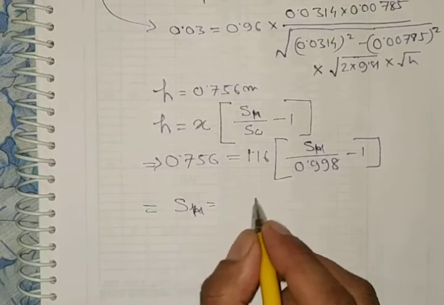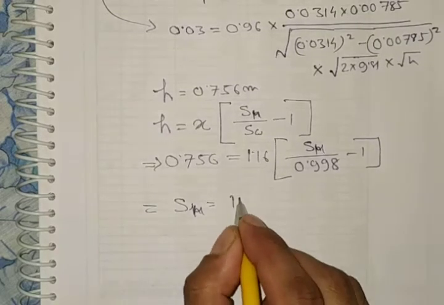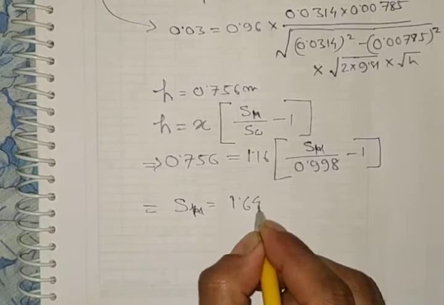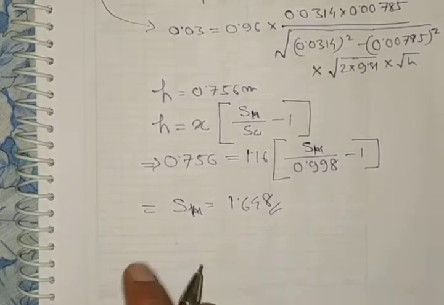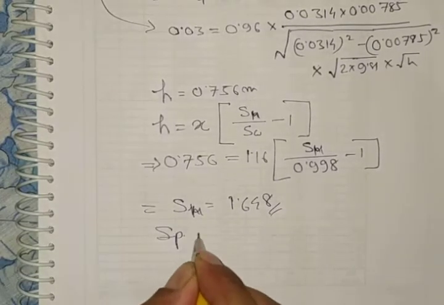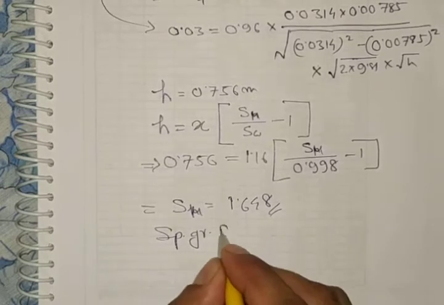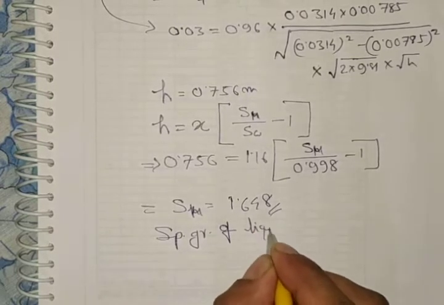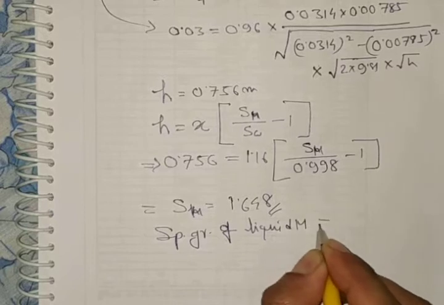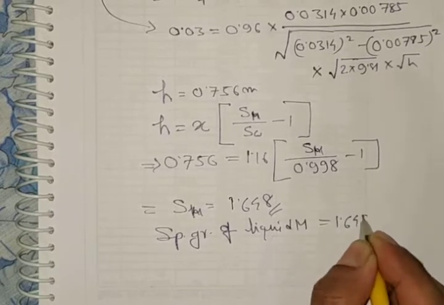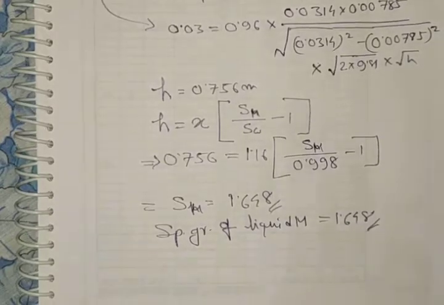So after simplification, you will get 1.648. So this is the specific gravity of the liquid M, 1.648. That is the answer.